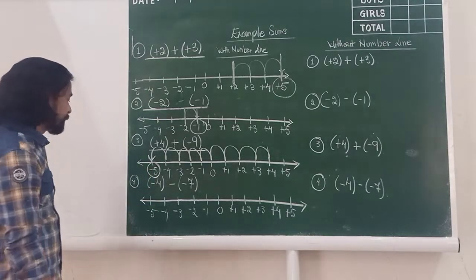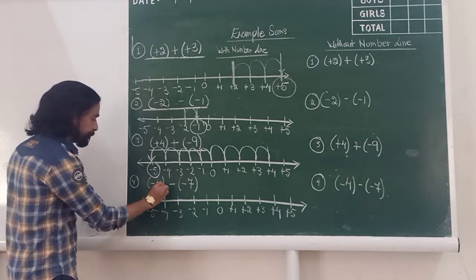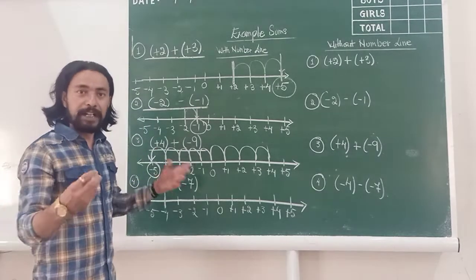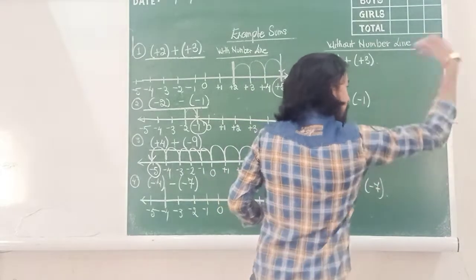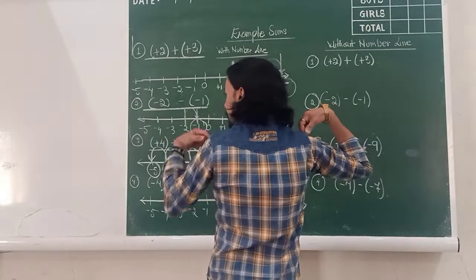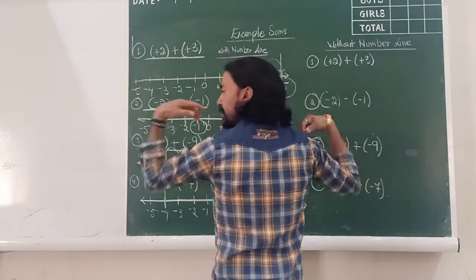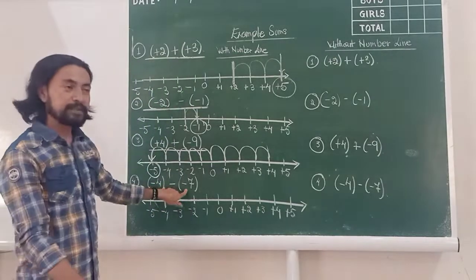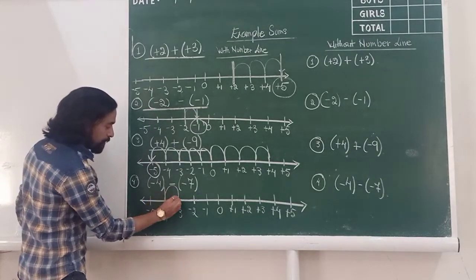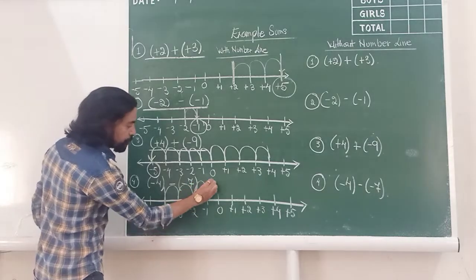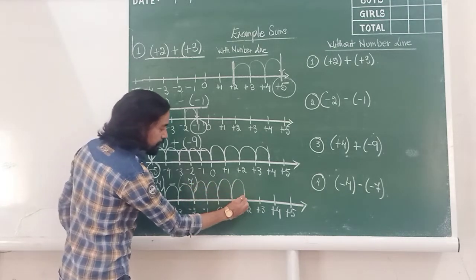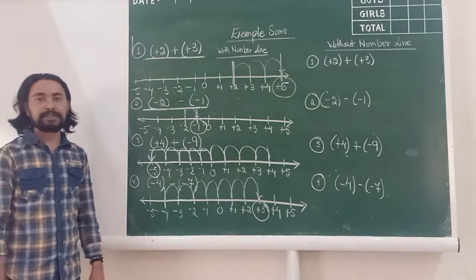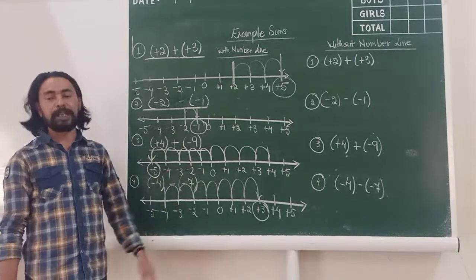Let's go to the fourth sum. -4. Where's my -4? Here. Subtract negative. Again, let's do that exercise. Add positive, subtract positive. Add negative, subtract negative. Subtract negative. Which direction? Right. How many places? 7. So 1, 2, 3, 4, 5, 6, 7. What's my answer? +3. This is how I work on a number line.